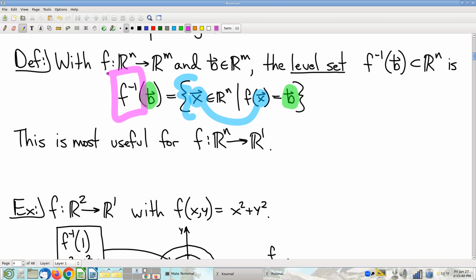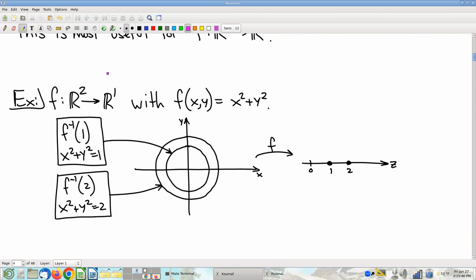One output value might give rise to several input values. We saw that here. This output value 1 gives rise to all of these points in red there. That entire circle of points is the level set. But nevertheless, it is kind of going backwards. So even if it's not a function, we kind of steal that notation. Slightly an abuse, but pretty standard, and it communicates the right idea.